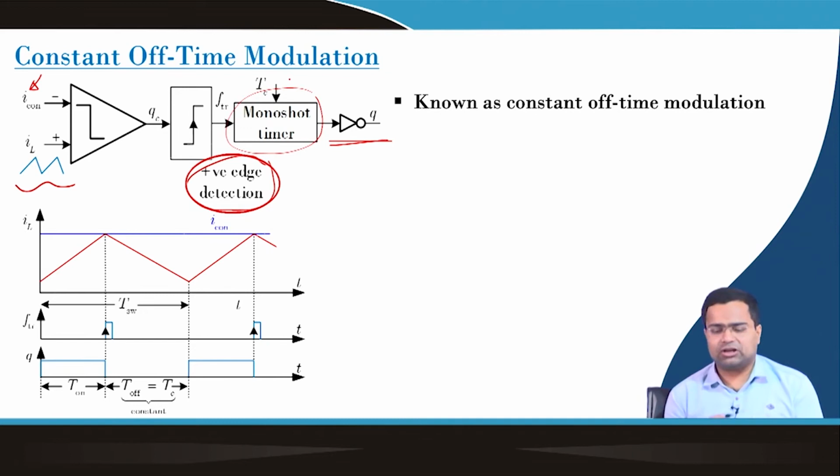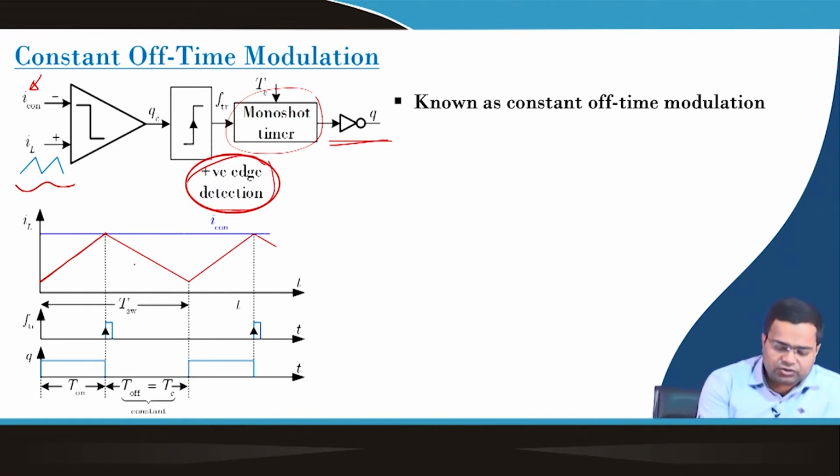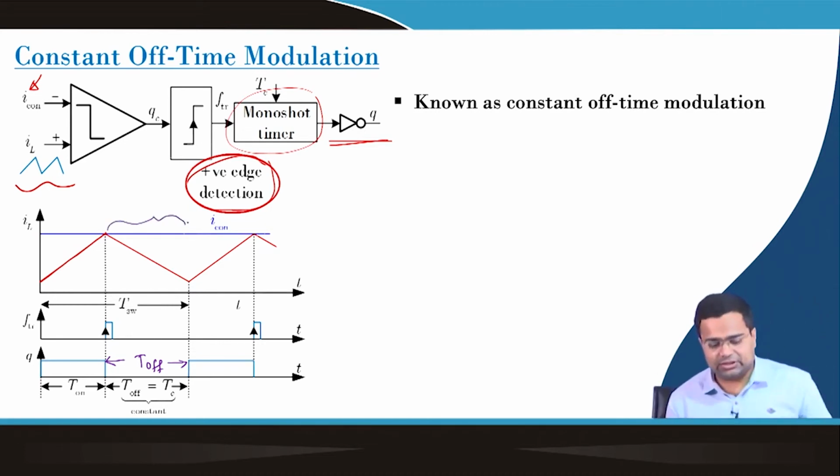So, we have to turn off the switch as long as this monoshot timer is high. This is known as constant off time modulation, and the waveforms are shown here. When the inductor current reaches this peak current, the switch is turned off, and it stays off for the duration of the fixed off time. This is my fixed off time, and after this off time has elapsed, the switch is turned on again.